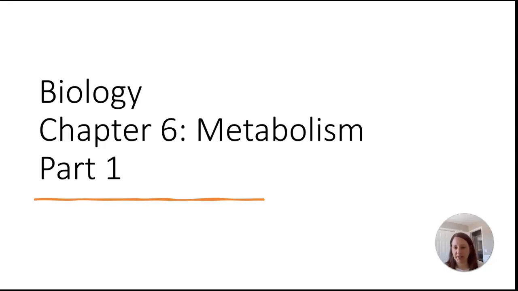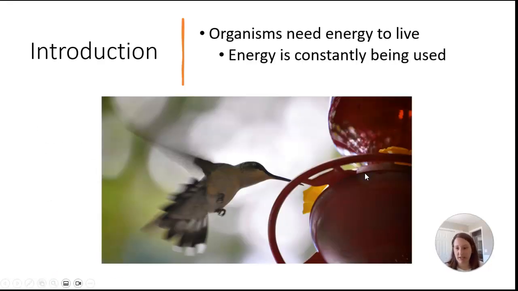This is chapter 6, where we're going to cover metabolism, and this is part 1. Something that we learned way back in chapter 1 is that one of the characteristics of all living things is that they need energy, and they need to be able to transform energy. Living things require energy to live, so energy has to constantly be brought into the organism while it is constantly being used by the organism.